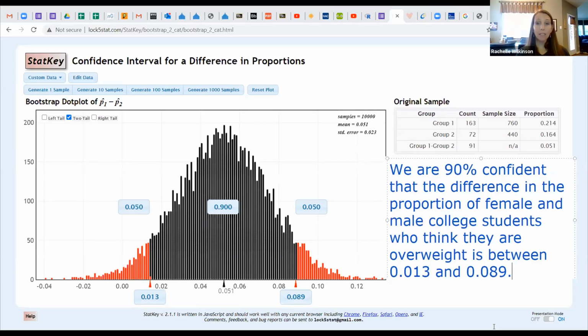Now I can just state my conclusion, and I would say we are 90% confident that the difference in the proportion of female and male college students who think they are overweight is between 0.013 and 0.089.